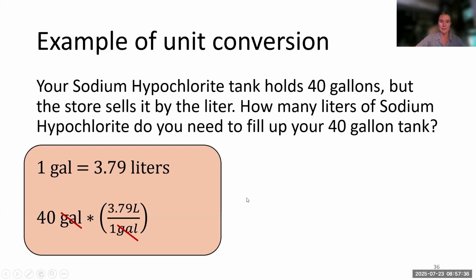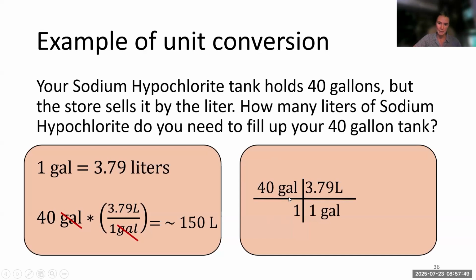And then you're left with about 150 liters if you multiply 40 times 3.79. So I like to do this. It's going to get a little complicated, so I like to do it using this little grid method. I'm going to put 40 gallons over 1. And then on the other side of this grid, I have 3.79 liters over 1 gallon. And that's my conversion factor, right? 1 gallon is equal to 3.79 liters.